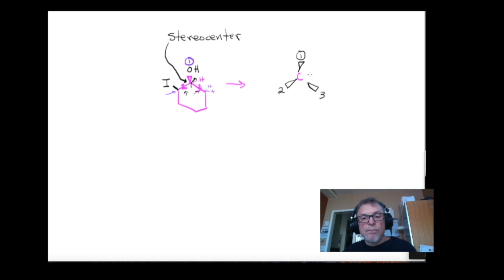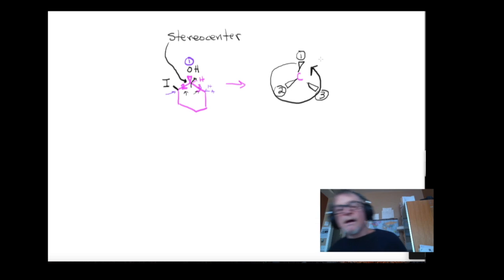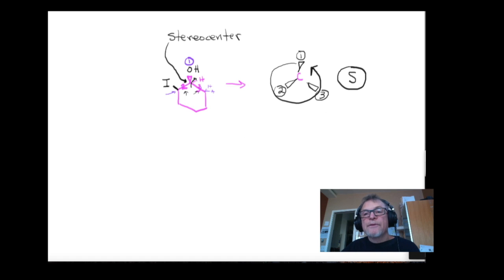And since the low priority is going back, we can scroll directly. So unless my dyslexic brain is flipping again, this is the S configuration. Does everyone agree on that? All right, so I'm going to stop the video now.